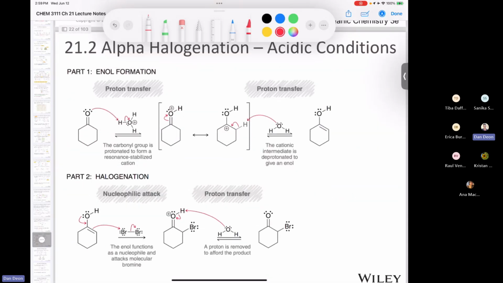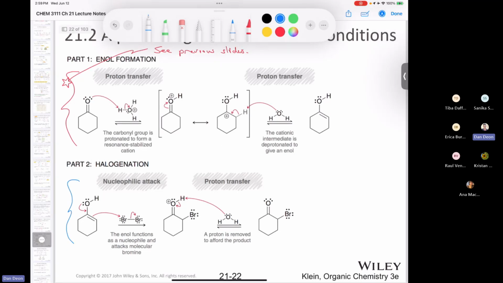Okay, so this is the mechanism that we already looked at. You say see previous slides. I actually told you that you had to know this mechanism: the formation of the enol under acidic conditions. So really the only new part here is going to be this part down here. Check it out. It's very quick.